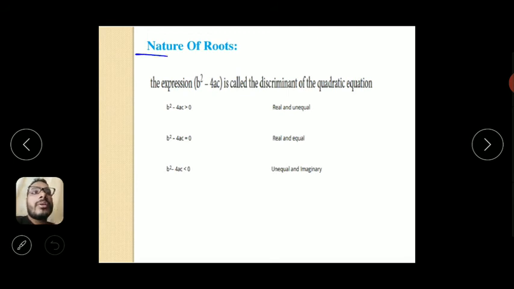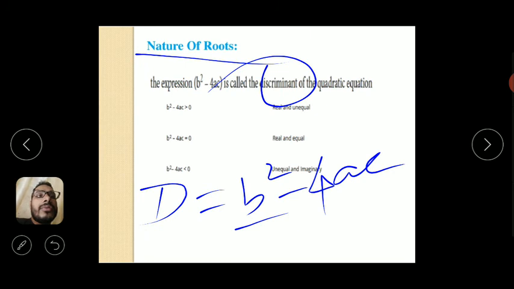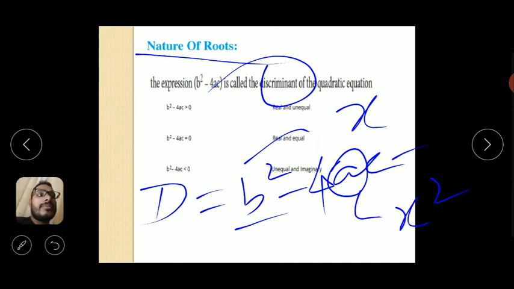The most important part of this, where board questions also come, is to find the nature of roots. Okay, whether they have real and unequal roots, or real and equal roots, or unequal and imaginary roots. So we have to check on the discriminant d first of all. So I'm talking about this discriminant, which is b square minus 4ac, where b is the coefficient of what? Whose coefficient is b? That is the coefficient of x. A is the coefficient of x square and c is the constant term, right?